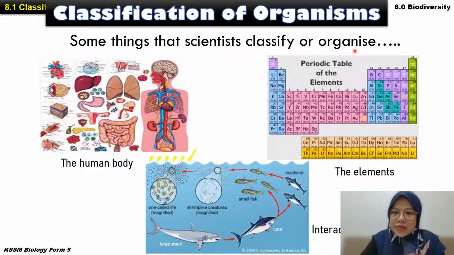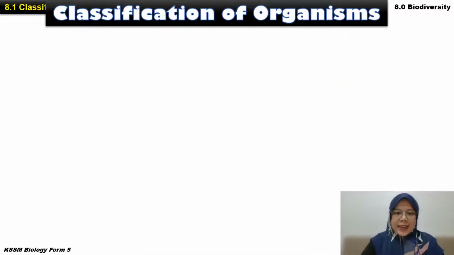Okay, so next, for elements in chemistry, we have learned that there are a lot of elements on earth, dalam dunia kita ni ada a lot of elements. So elements are being classified according to the periodic table. Okay, all right, next.